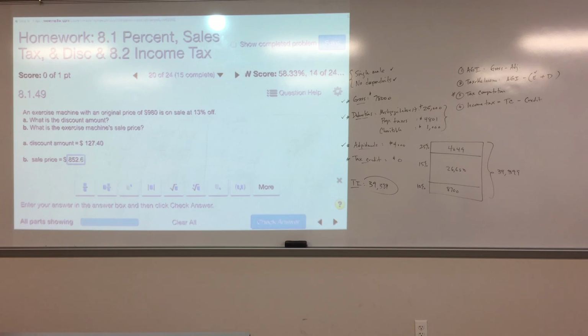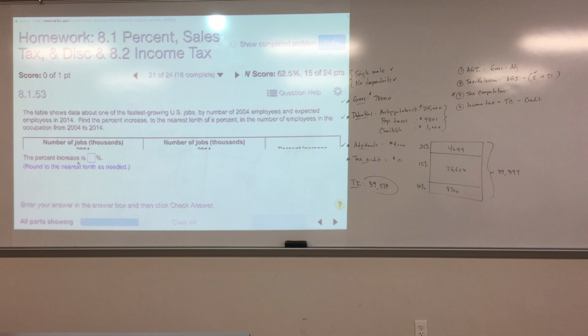$852.60. Okay. Now, of course, this isn't the total price. It's just the sale price. Technically, we would need to add taxes to it, but this problem doesn't ask for that. Does that make sense? So this is just the sale price. When you go to the register, they're going to factor in sales tax on that. Okay, so there's that, almost done.